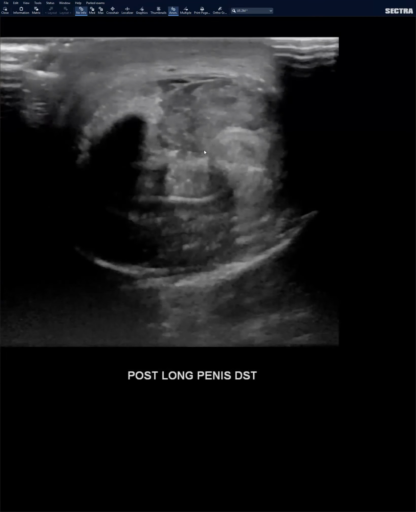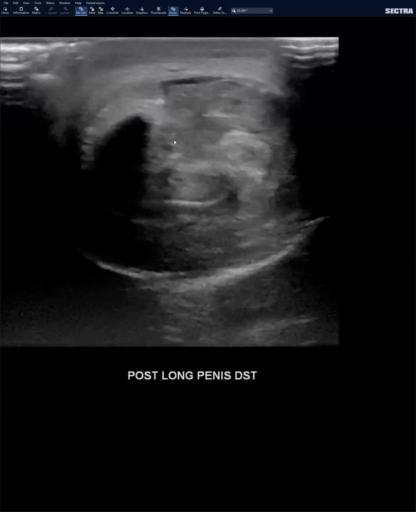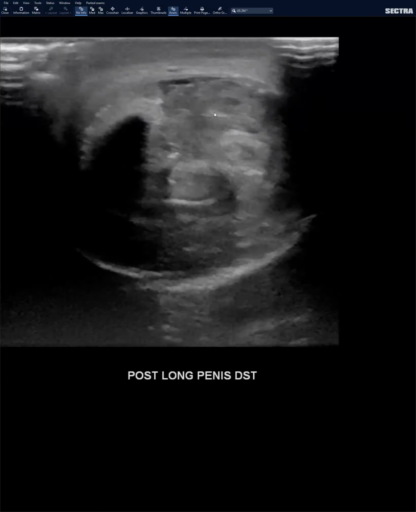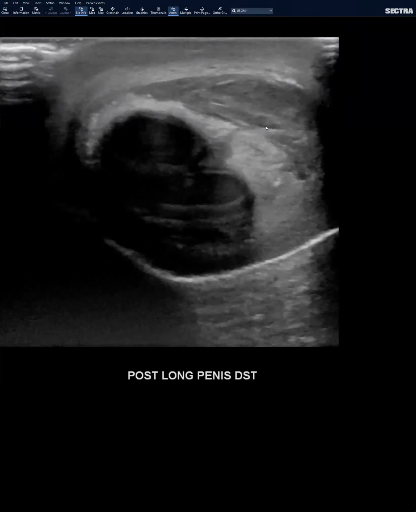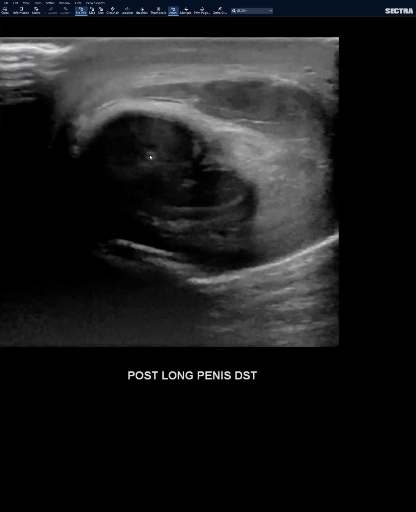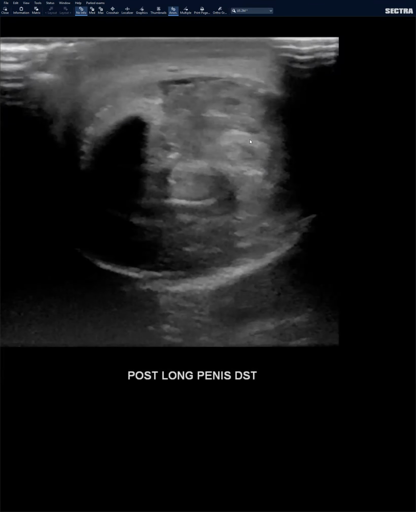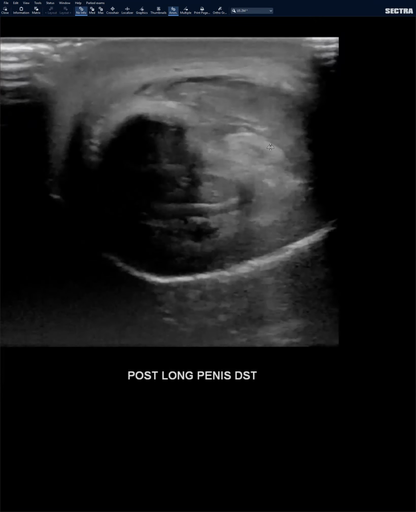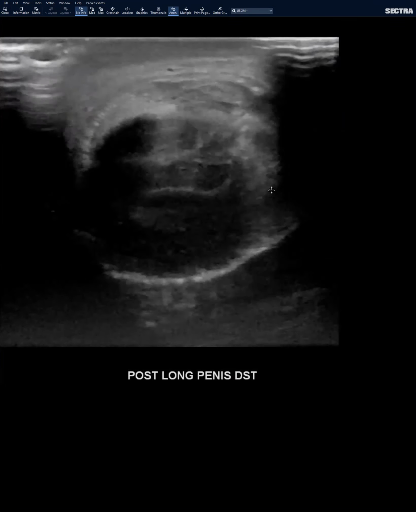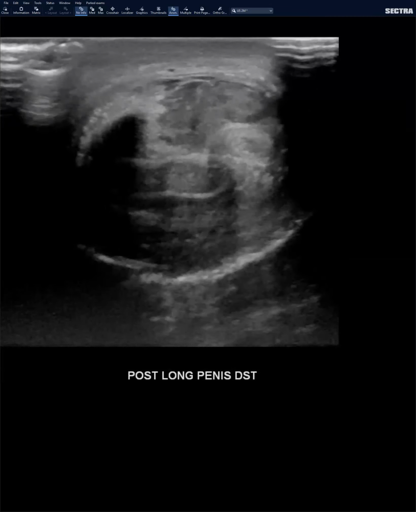So this is where the defect in the tunica albuginea is, and then there is this hematoma that extends superficially. And again, two corpora cavernosa, and this is the spongiosum. And as Anu said, it's important to make sure that there is no injury to the spongiosum or urethral injury associated with these penile fractures. So again, a good ultrasound example.